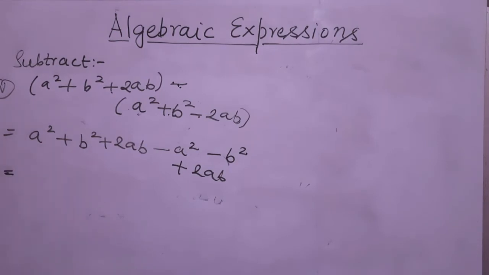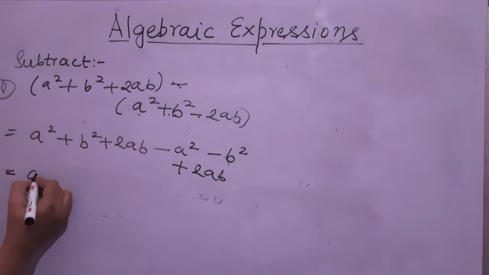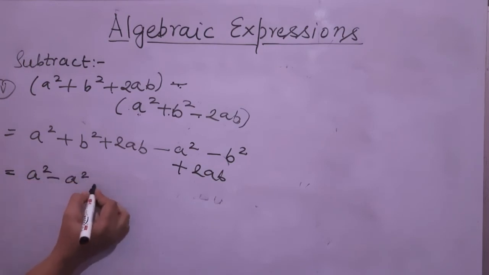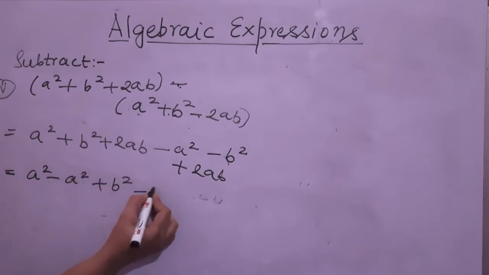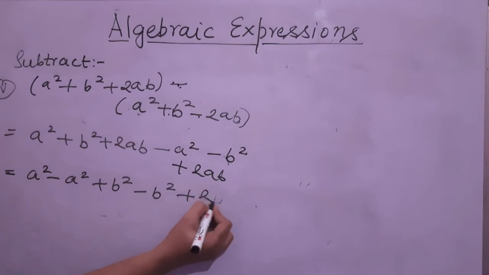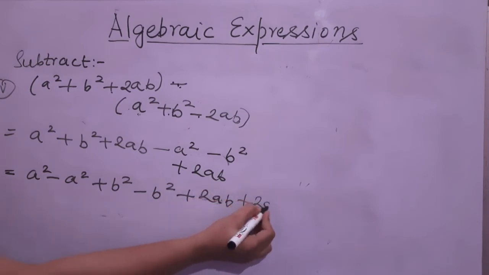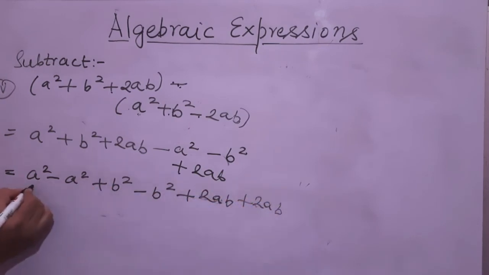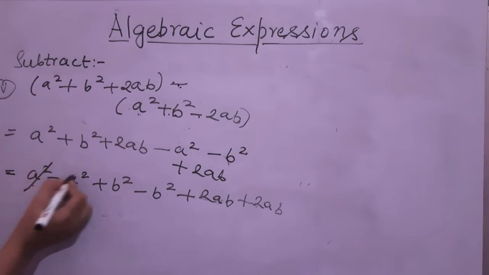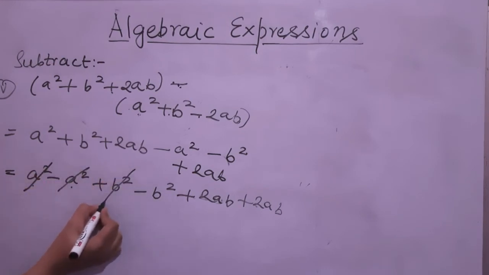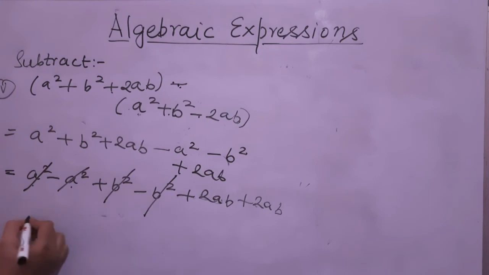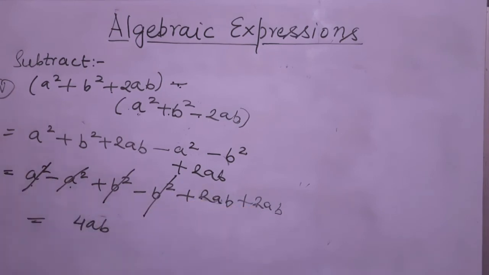Now what will be the next step students? Collecting all the like terms together. So a square minus a square plus b square minus b square plus 2ab plus 2ab. So plus a square minus a square cancelled, plus b square minus b square cancelled, 2 plus 2 is 4. So the final answer will be 4ab.